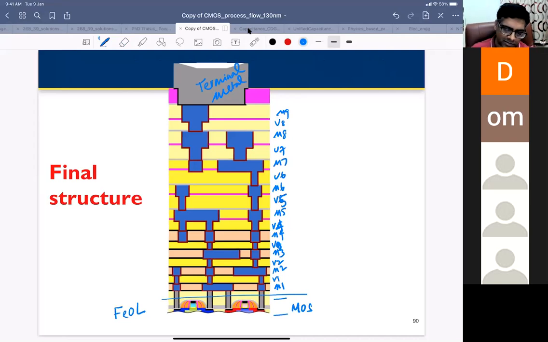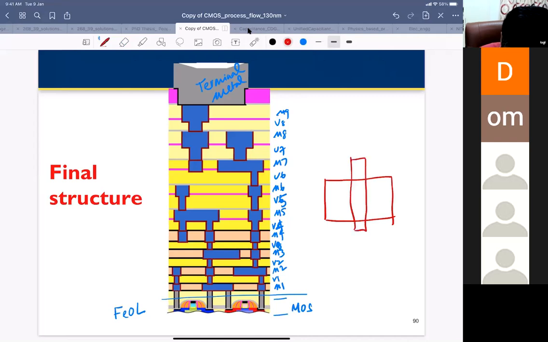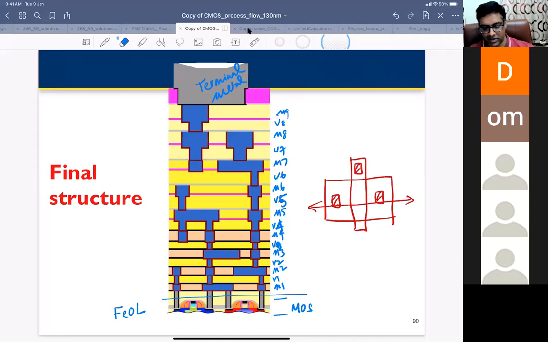If you draw the layout of a transistor, your source and drain contacts are at one point and your gate contact is somewhere else. In this case, the cross section is taken at this stage, so you only see the source and drain contacts. You cannot see the gate contact. If you take the cross section here, you will also see the gate contact.